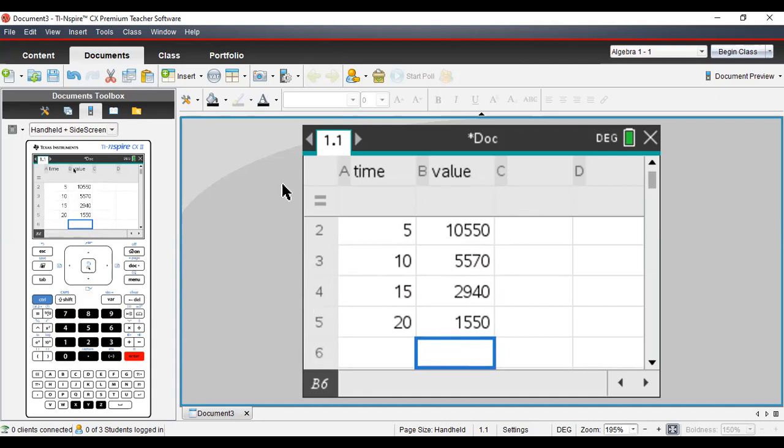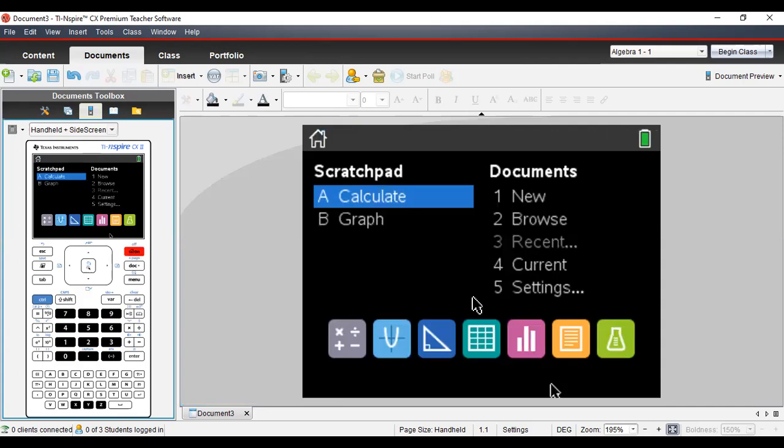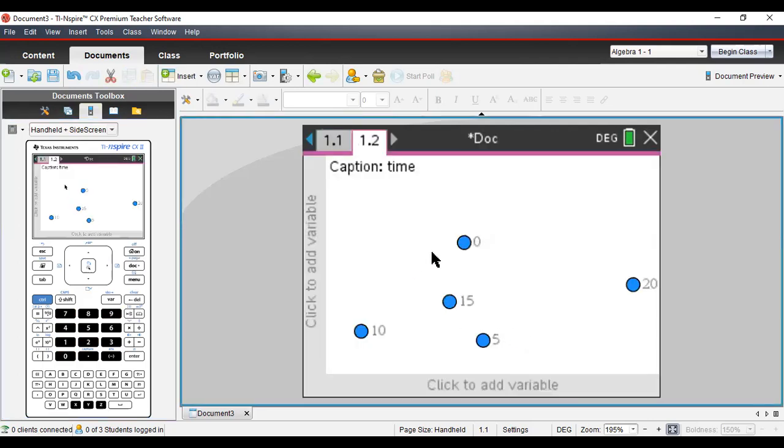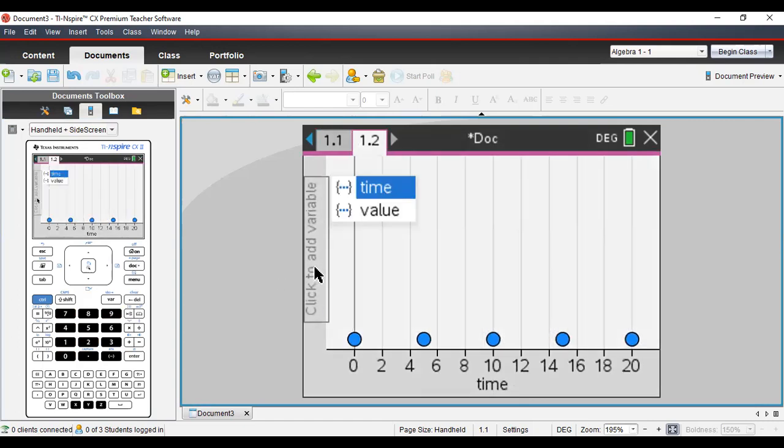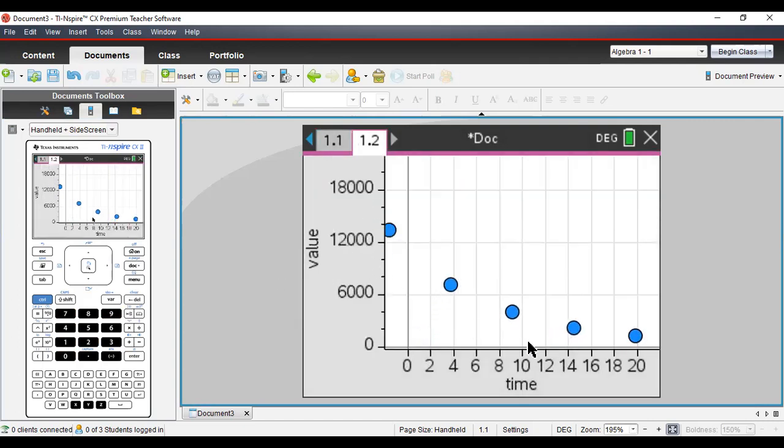So if we go back to the home screen and we go to the plots, we're going to make this the X value, this the Y value. And as you can see, it is definitely not linear. In your explanation, you can say you created a scatter plot and it definitely wasn't linear. It was more nonlinear. It was exponential.